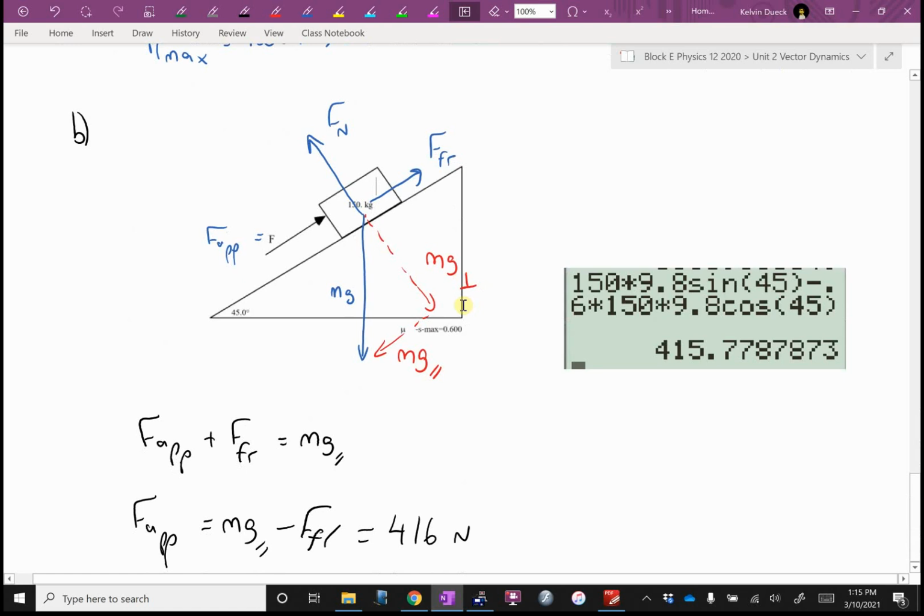So kind of a neat question. Depending on how hard I push, the mass will either want to slide up the ramp or slide down the ramp. And because of those, friction will change direction.